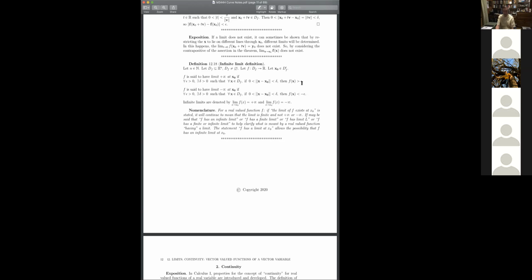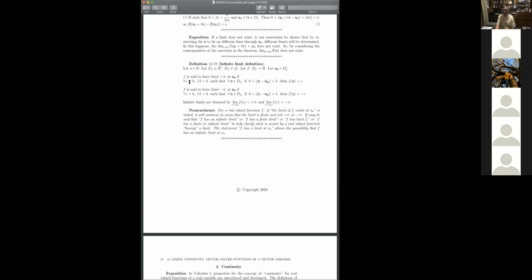And in this particular case, notice that this is a real valued function, because as soon as we bring in greater than, we're talking about real numbers. The x is a vector, but f of x is a real number. What we're saying is, we usually think of epsilon in limits as small, but when you're talking about infinity, you think of epsilon as large.